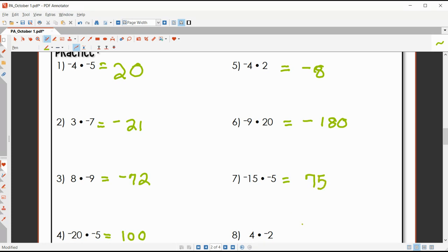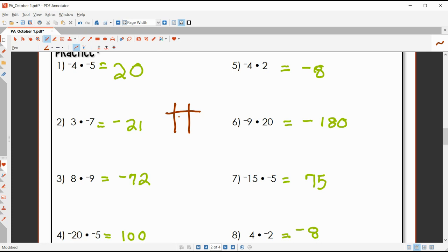And then we have +4 times -2. Positive times a negative is a negative. That would be -8. So let me show you a little trick I do to kind of help me remember the rules. So we'll choose a new color. I'll work over here in the middle. I make a tic-tac-toe board.